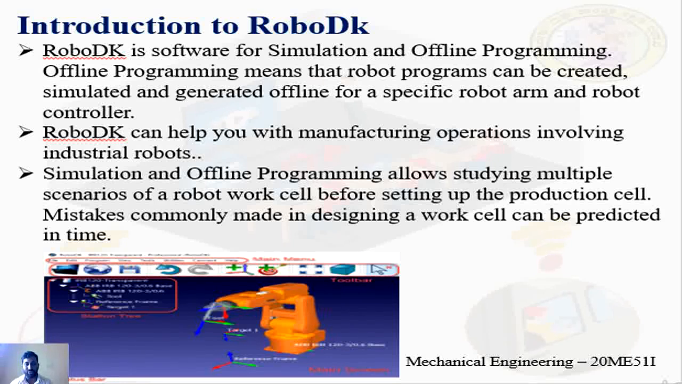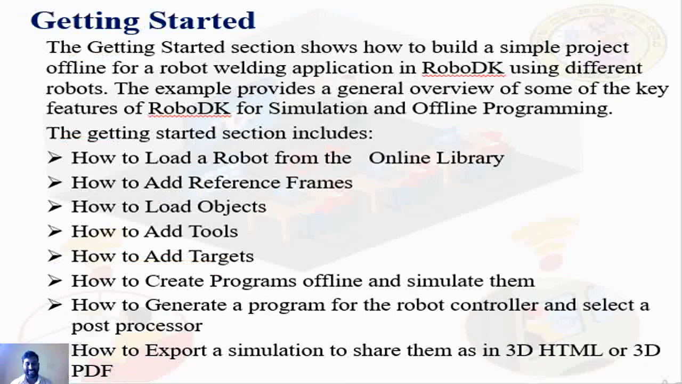RoboDK can help you with manufacturing operations involving industrial robots. Simulations and offline programming allow studying multiple scenarios of a robot work cell before setting up the production cell. Mistakes commonly made in designing a work cell can be predicted in time. Getting started: how to start robotic simulation software.